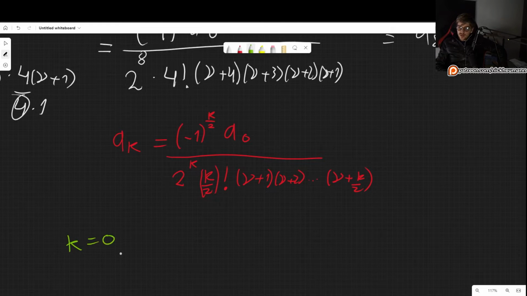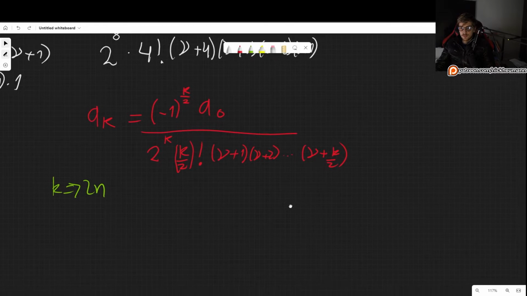So for k equals 0, for example, they are always 0. This is not really true for the odd numbers. This is true for the even numbers. So for that reason, let's now go from k to 2n. That way, n will go 1, 2, 3, 4, 5, 6, and so on. But since 2n is even, this formula will always hold. That will make notation much, much better for us.